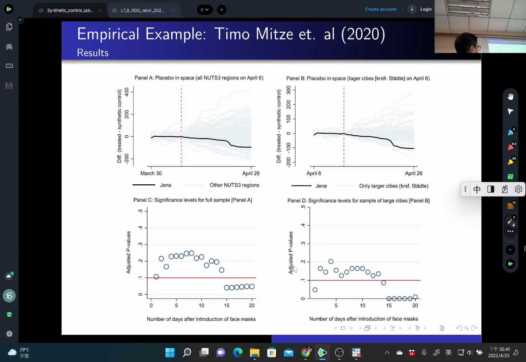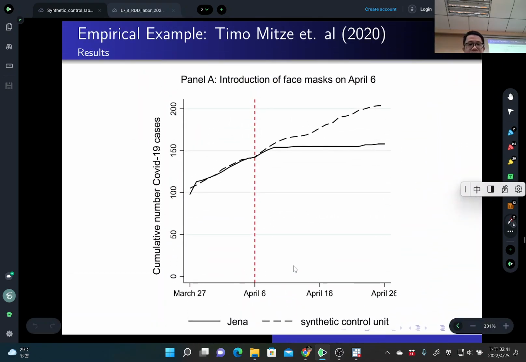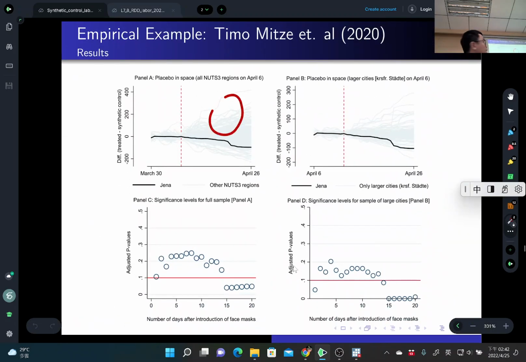And they also show the effect over time. This just shows the difference between the synthetic unit and the real outcome, their difference. And also displayed with the others, the solid line is for Jaina, and for the other 400 regions, the placebo estimate is displayed in the gray line. Okay, not very obvious, but you might see.